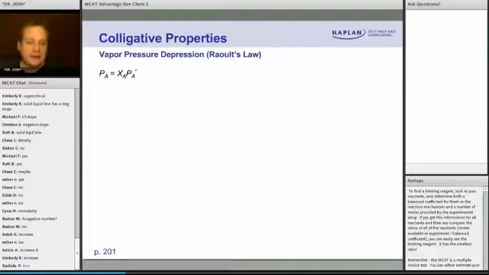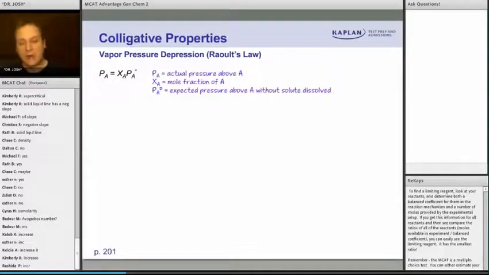Now the first colligative property we're going to talk about is vapor pressure. And note we have an equation for this, where PA is the actual vapor pressure above the solution, XA is the mole fraction, and PA naught is the normal vapor pressure without solute.